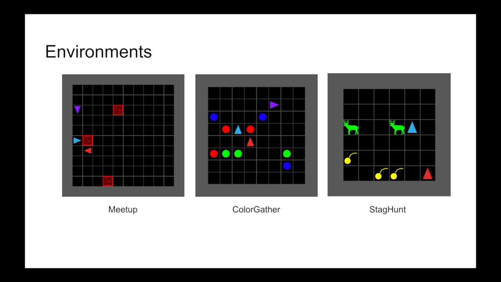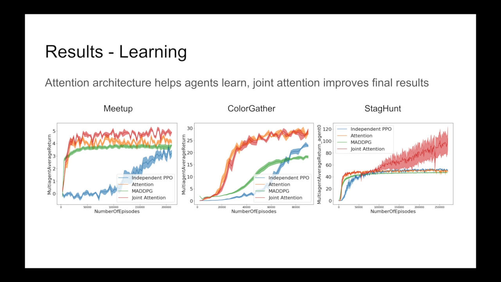For the environments, we use a couple of grid worlds with coordination tasks, such as meeting up at the same location, gathering items of the same color, or collectively hunting a high reward stag rather than independently gathering low reward berries. Our experimental results show that restricting the agent's attention to a few objects improves performance, and encouraging those attention maps to match improves the results even further.